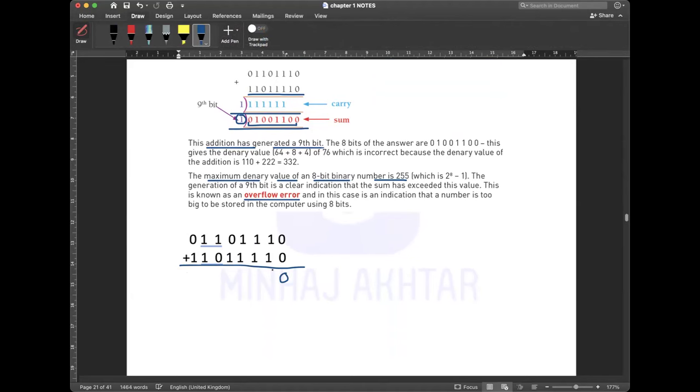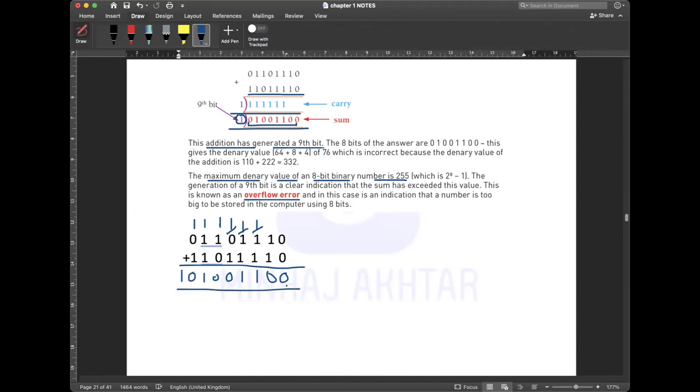1 plus 1? 0 and 1 carried. Here we go. 1 plus 1? 1 and 1 carry. Then again 1 plus 1? 1, 1 carry. Then again 1 plus 1? 0 and 1. 1 plus 1? 0 and 1. Then triple 1 means 1 and 1. And look, 1 plus 1? 0. So there's no number here. So I need to write the remainder value here.